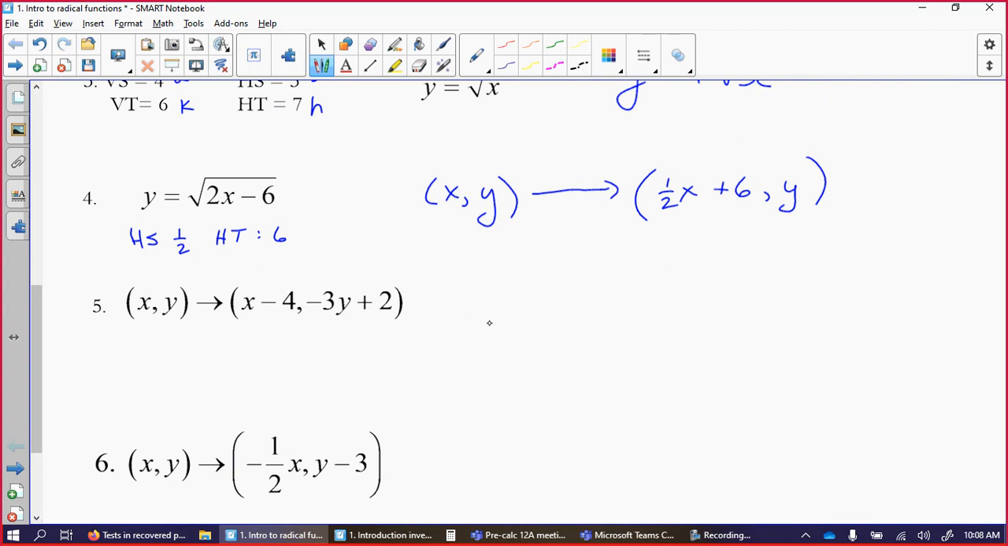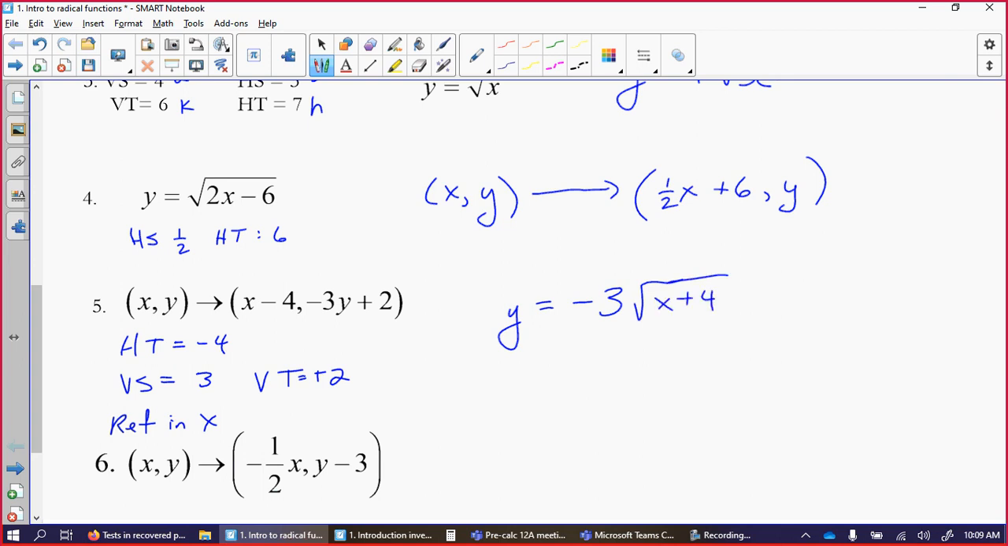Can we write an equation based on a mapping rule? Well, yeah, this has a horizontal translation of -4, a vertical stretch of 3, a reflection in x, and it has a vertical translation of +2. y equals negative, because that's the x reflection, the vertical stretch is 3, square root of x plus 4, plus 2.